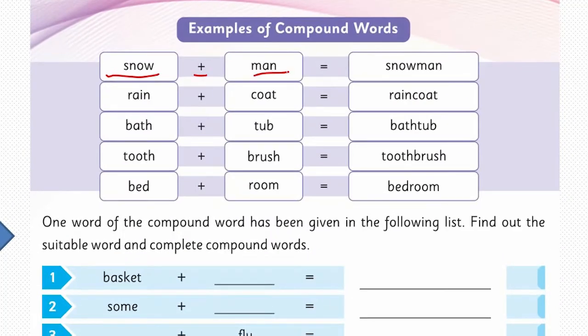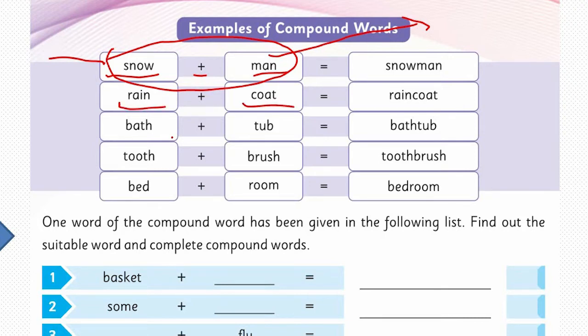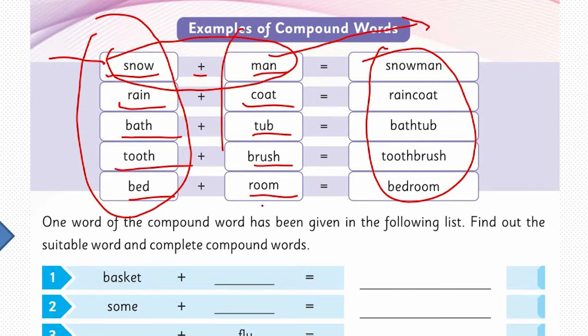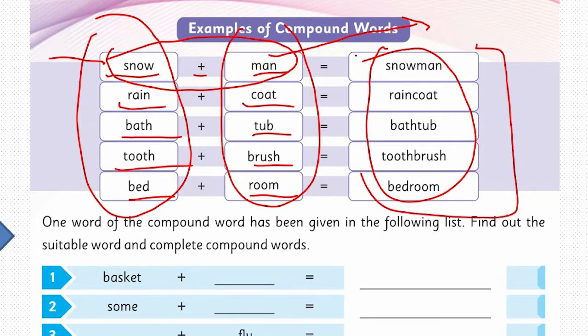Snow plus man here. The snow has the different meaning and man has the different meaning. If we join together, it is called the snowman, which we usually see in the winter in the snowy season. Look at the second one: raincoat, bathtub, toothbrush, bedroom. These words have the different meaning. If we separate these words, they have their own meaning, and these words, they have their own meaning, but when we join them together, it's called compound word and they convey different meaning here.